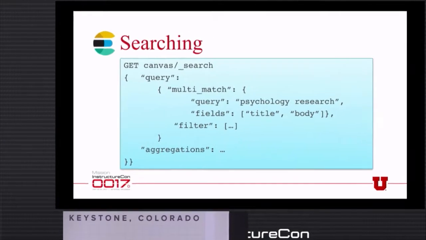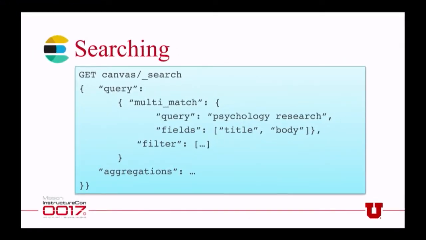So now, searching. This might be a little weird. This is how it internally works in Canvas Elasticsearch. As you can see, in the API command, get means bring some information to me. Canvas is the repository, again the index name. And then underscore search is the actual command.